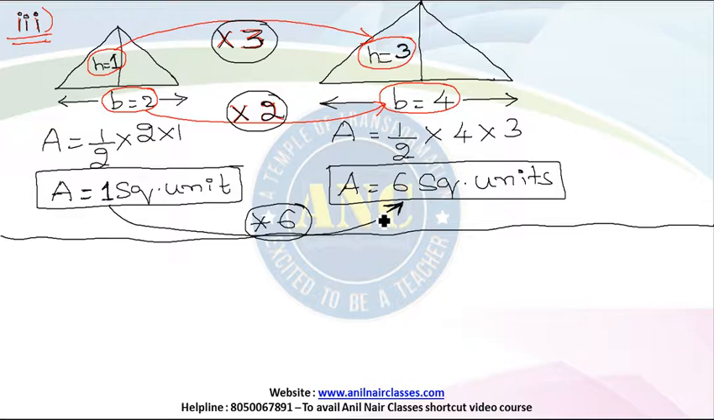Sir, is there another case where both are constant? Think logically, sir. If both are constant, will there be a change in area? No, there will be no change in area. I will take the same triangle once again. Height is 1, base is 2. Second triangle also height is 1, base is 2. Will the area change? No. There is no need for you to study the fourth case where both are constant. If both are constant, then area also will be constant. Simple common sense.